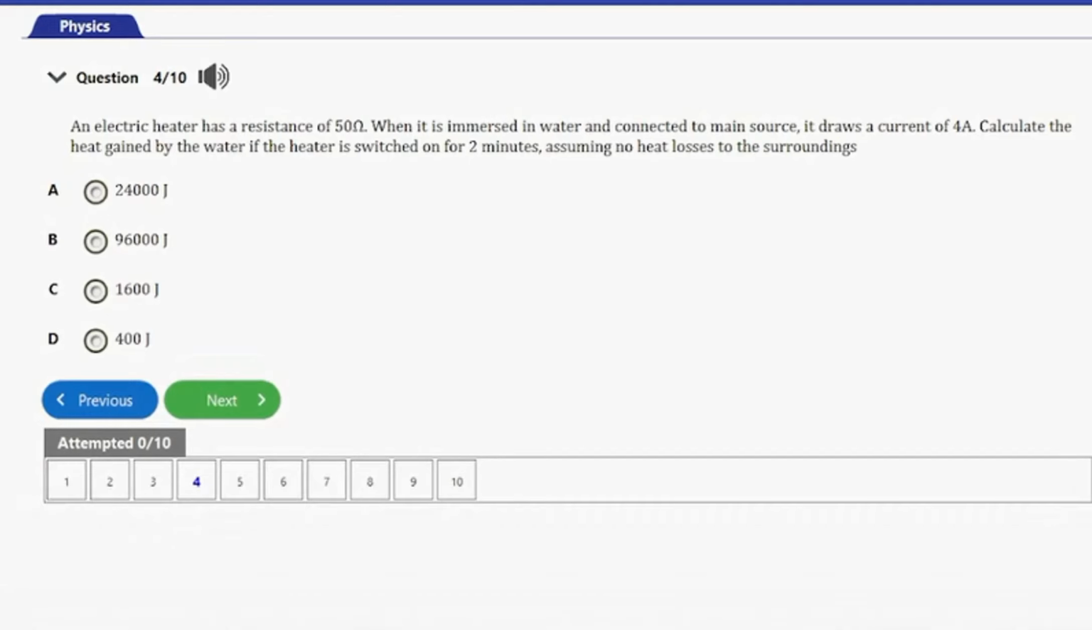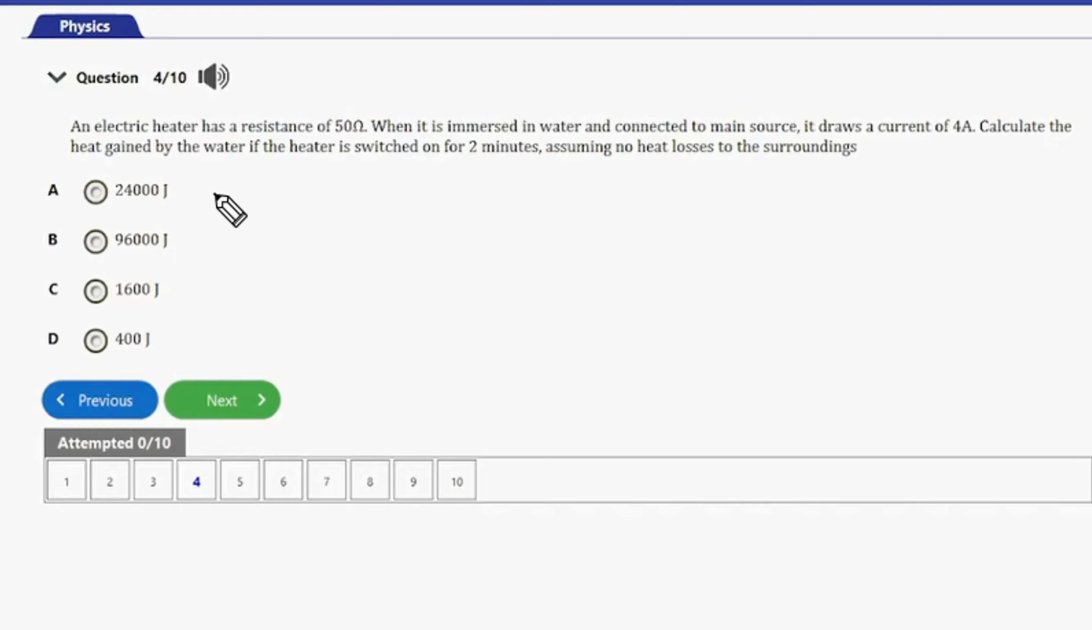That's question number 4 here. So the question says an electric heater has a resistance of 50 ohms. When it is immersed in water and connected to the mains source, it draws a current of 4 amps. Calculate the heat gained by the water if the heater is switched on for 2 minutes, assuming no heat losses to the environment or to the surroundings.